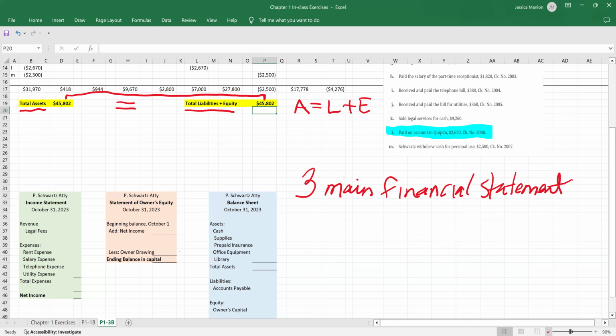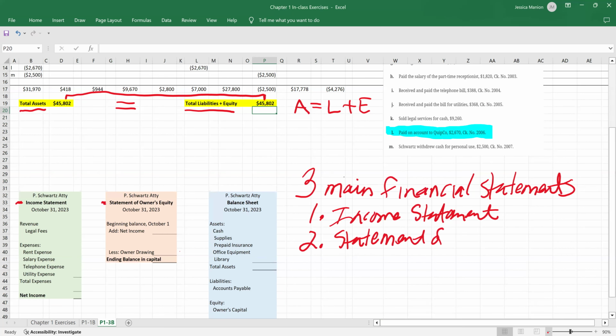And the first one is our income statement. That's right here. So number 1, income statement. And this shows our revenues and expenses. Then is our statement of owner equity. That's the second one that I have formatted there for us, statement of owner equity.